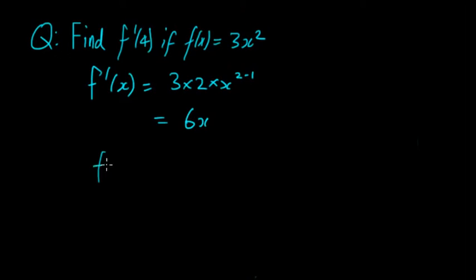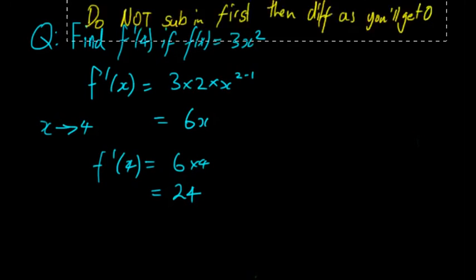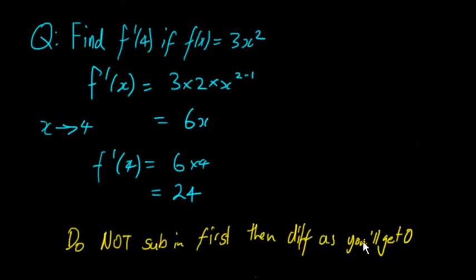Then f dash 4, well, we substitute x equals 4, so whenever there's x we substitute 4 in, so we get 6 times 4, so we get 24. So that's the right way to do it. You don't want to sub in first and then differentiate, because if you do that, then you'll get 0.